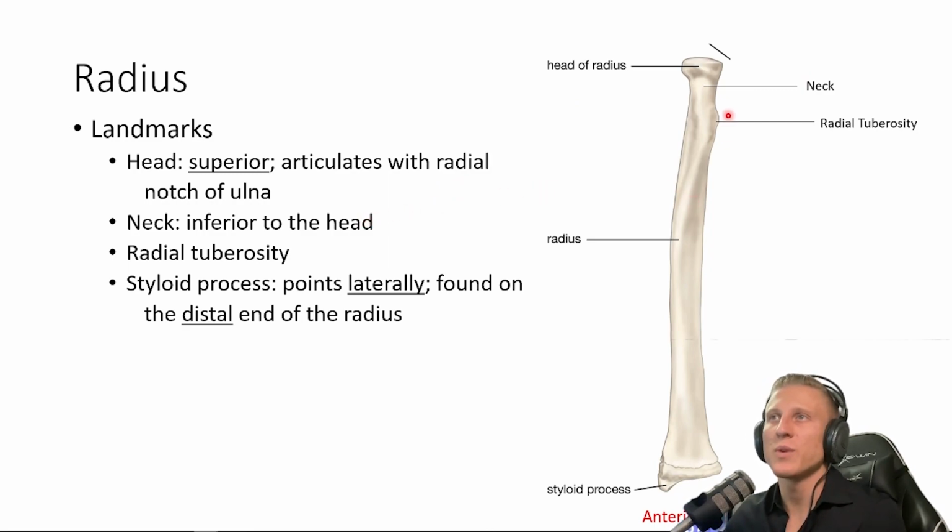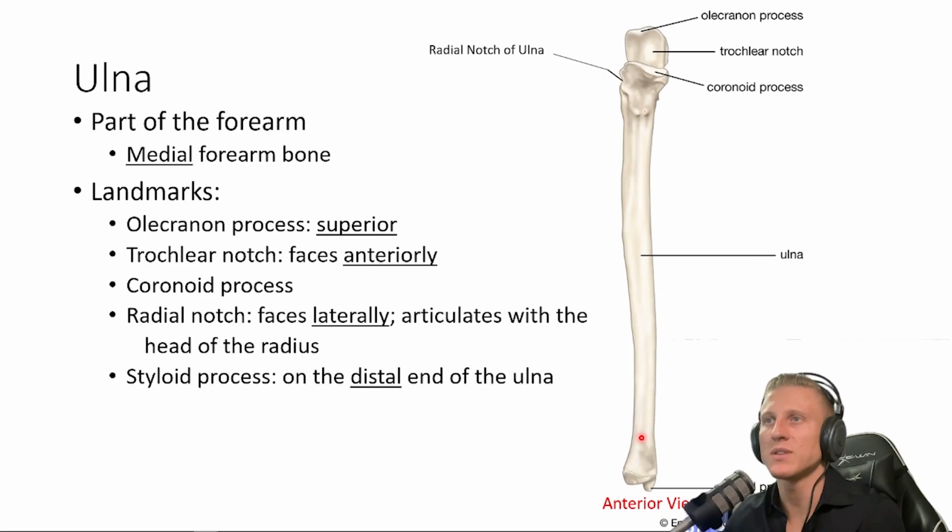Then we have a radial tuberosity. It's this kind of ridge line. It crosses sort of the anterior surface of the bone. It's a little bit more evident on some bones more than others. Just remember, if you feel that rough ridge line, that's going to be the radial tuberosity. And then we have the styloid process down here. So this is the opposite end, or the opposite side, rather, at your wrist.